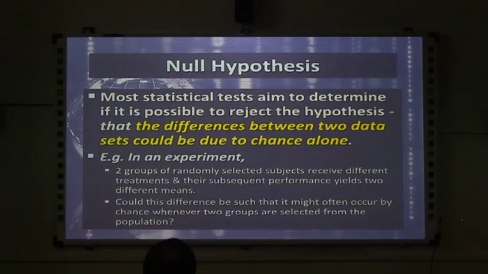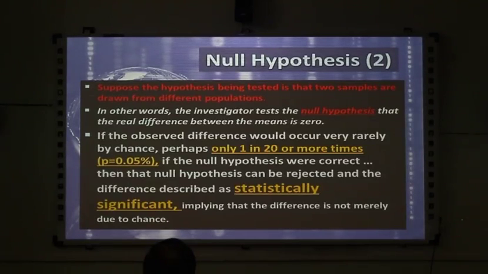And that's an example of the alone. Testing the null hypothesis. So you're testing that the real difference between the means is 0. That's essentially what it comes out of. If there is an observed difference, how often would it happen by chance? If it's less than 1 in 20 or more times, that's probability equals 0.05.